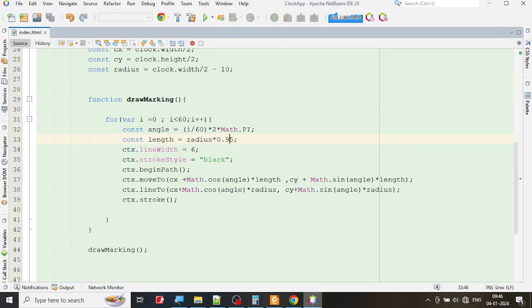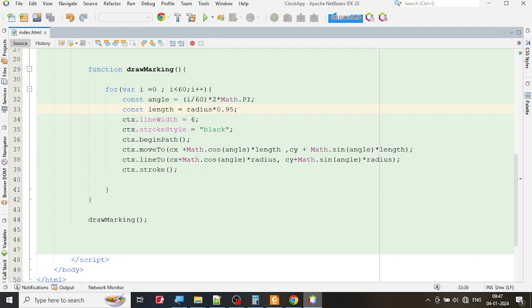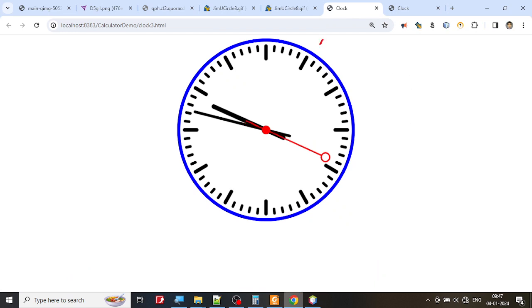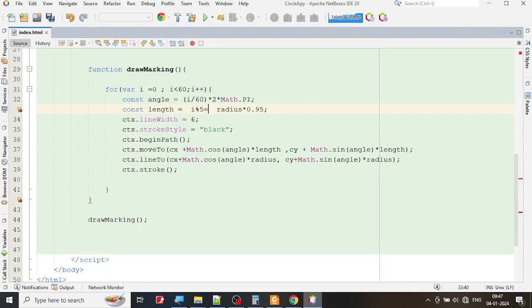How do we take care of that? So I'm going to go here. The length is not just 95%. What I'm going to say is if the value of i is divisible by 5, so 5 is divisible, 10 is divisible, 15 is divisible, 20 is divisible, and 25 is divisible, for them the length must be different. So if it is divisible by 5, I'm going to use triple equals. You've studied JavaScript now, so you know what a triple equals sign is. So if it is 0, then radius into 95, otherwise radius into 85.